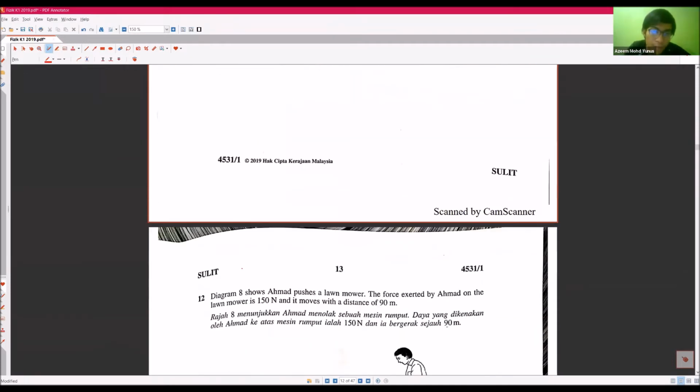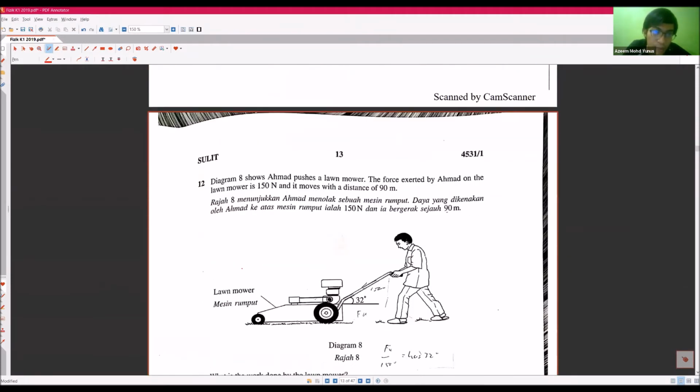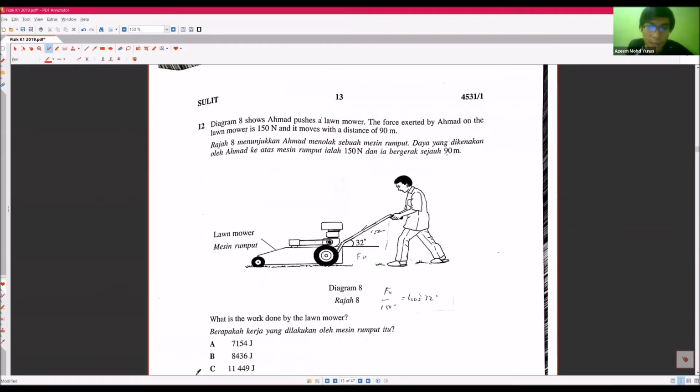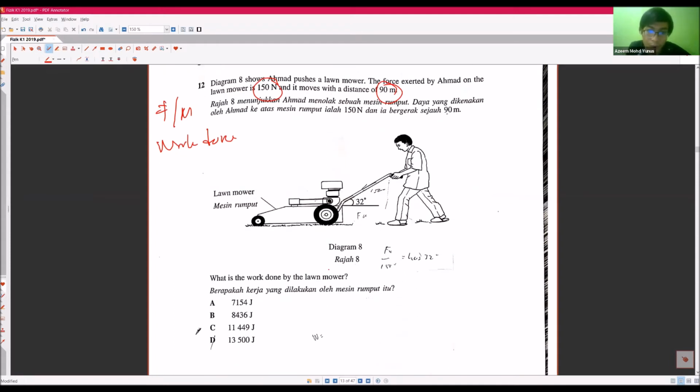Okay, number 12, force and motion, work done. Diagram 8 shows Ahmad pushes a lawnmower. The force exerted by Ahmad on the lawnmower is 150 Newton and it moves with distance 90 meters. What is the work done by the lawnmower? So work done is force times displacement.